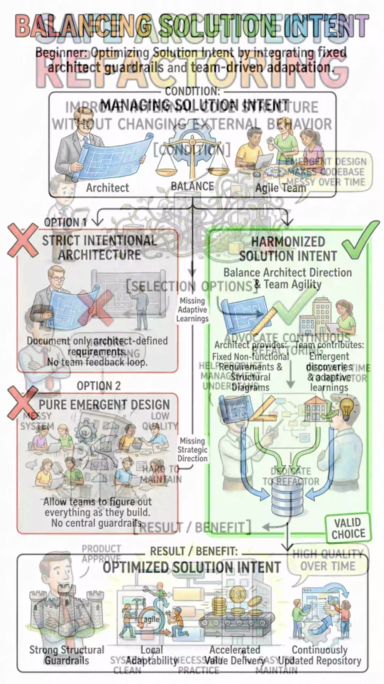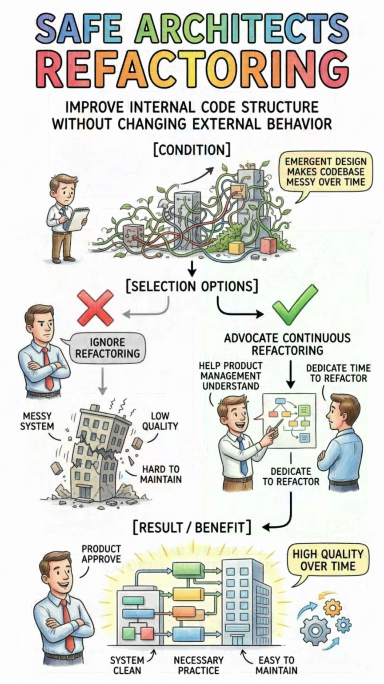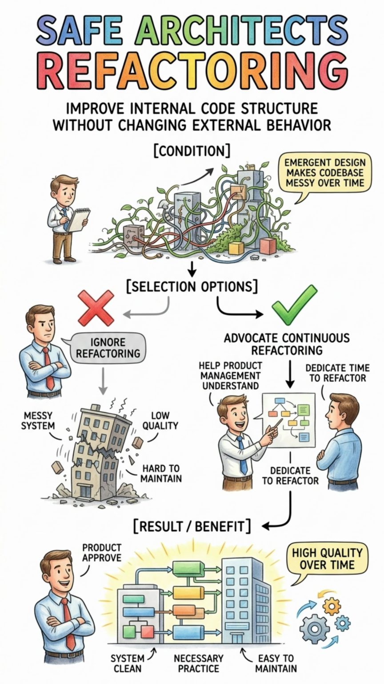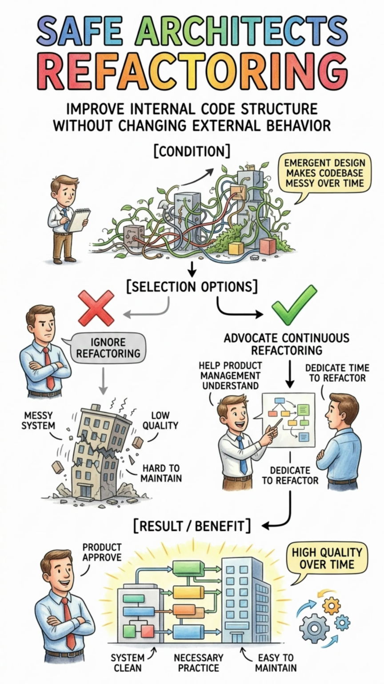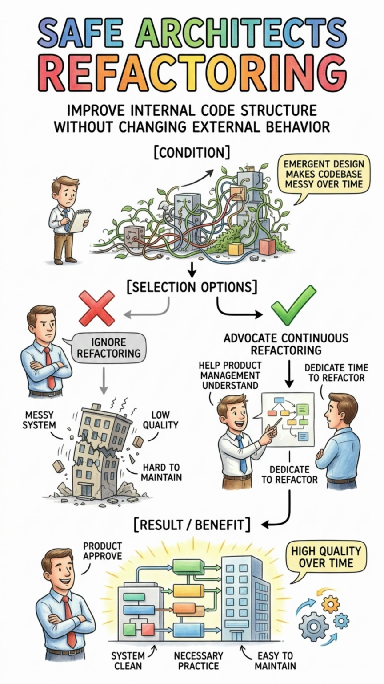To maintain high quality over time, architects must strongly advocate for continuous refactoring. Refactoring is the process of improving the internal structure of the code without changing its external behavior. As emergent design happens, the codebase can sometimes become messy or inefficient. You must help product management understand that dedicating time to refactor the code is not wasted effort, but a necessary practice to keep the system clean and maintainable.